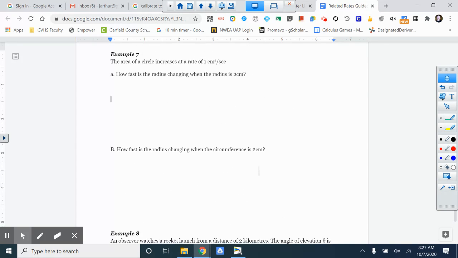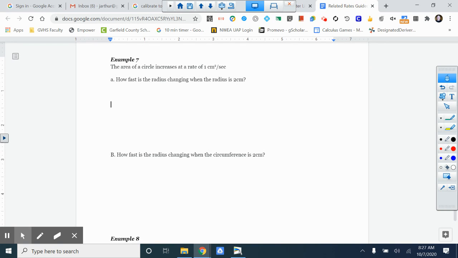If you finished the rectangle one already, try 7B. Not a whole lot different. That constant?